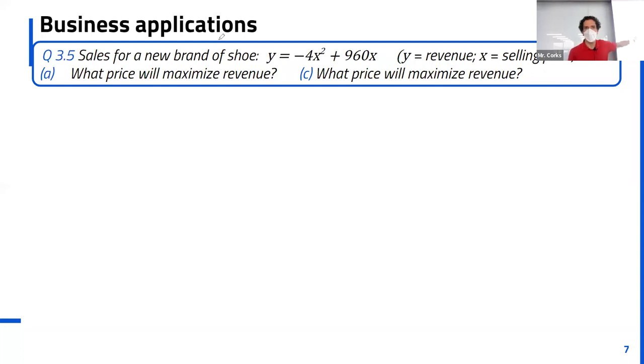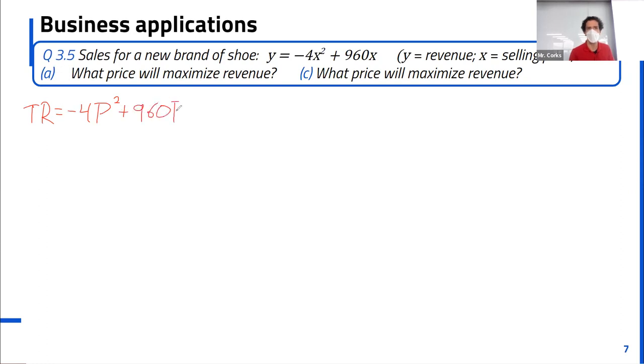All right, so again, same question. I've just shrunk down the information a bit so I have space to write. So we have our total revenue is equal to -4, sorry, not Q, P squared plus 960P.